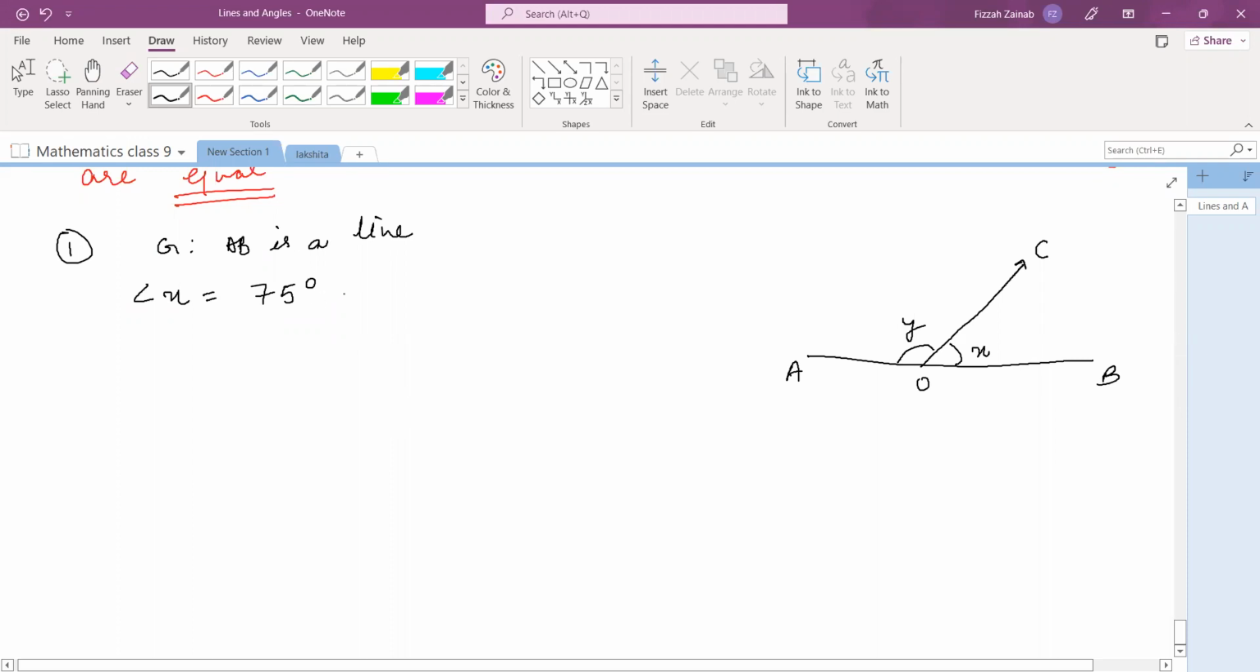Any idea, anyone? See, if AB is a line, then from the linear pair theorem we know that the sum of the angles is going to be 180 degrees. Clear? Yes, because AB is a line. So how will you solve it?